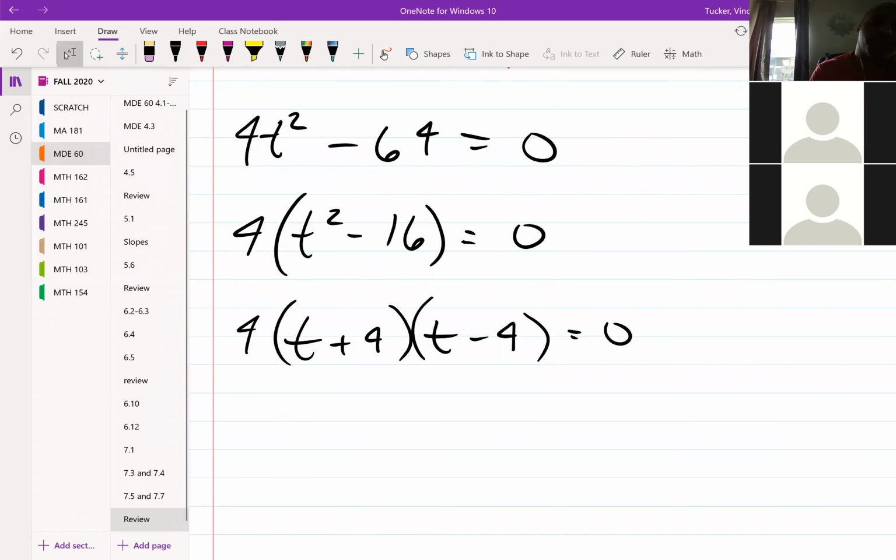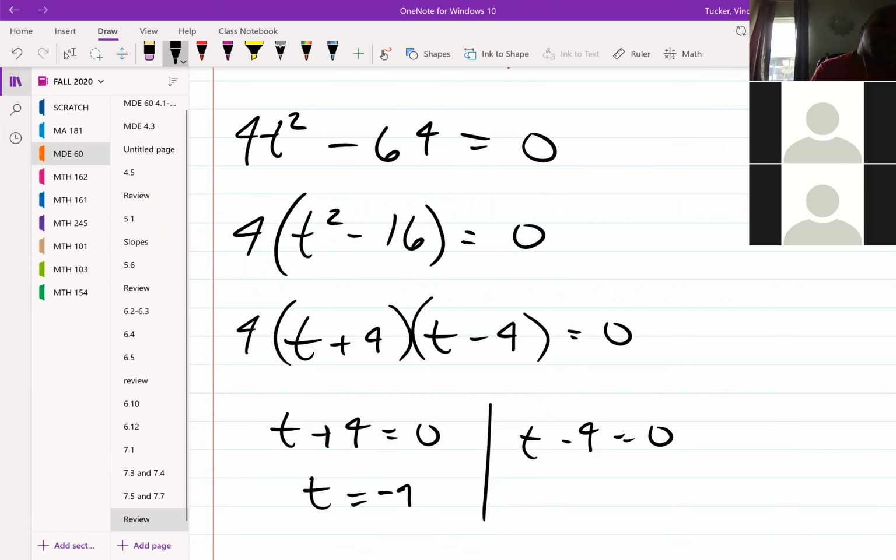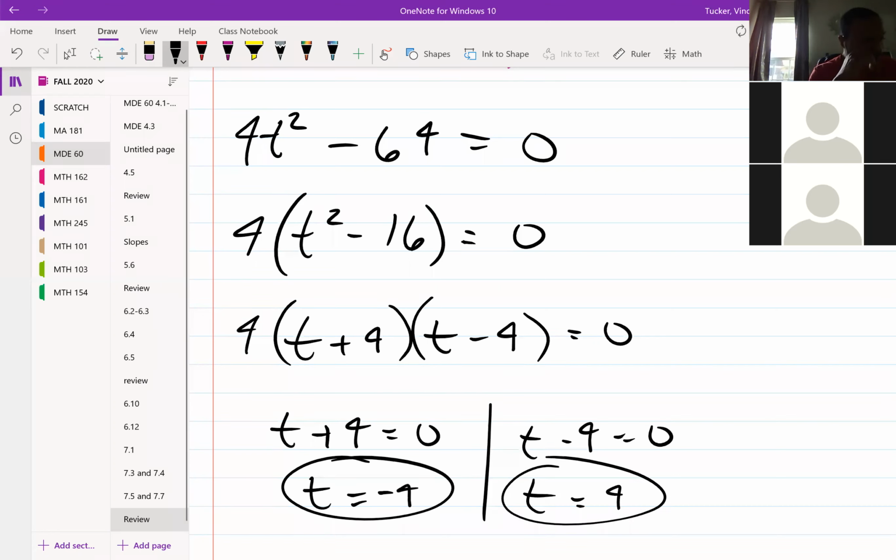So that's the difference of squares. And set each piece equal to 0. So I'll have a -4 here for my solution. +4 here for my solution. Oh, that goes back to previous chapter, set to 0. Mm-hmm.